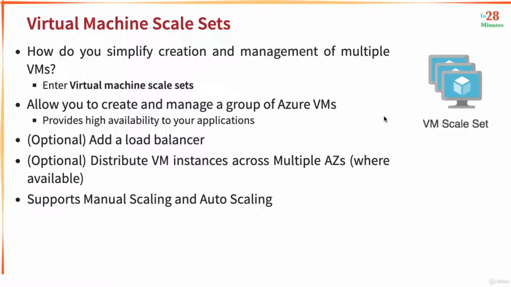Virtual machine scale sets also supports manual scaling and auto scaling. Let's say I have 5 instances right now. I can increase it to 10, 15. I can do that manually. The other option I also have is auto scaling. Based on the number of requests which are coming in, I can increase the number of instances automatically. You can create up to 1,000 virtual machine instances in a single scale set.